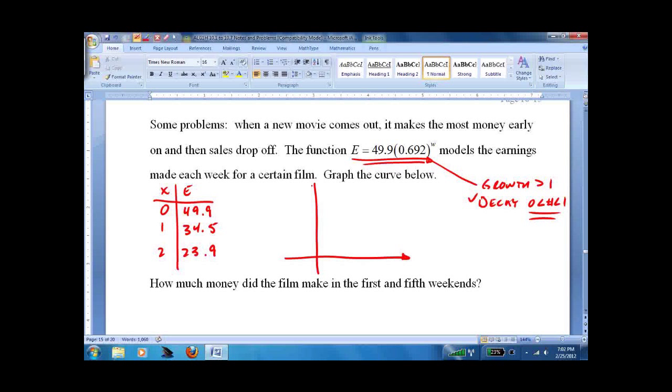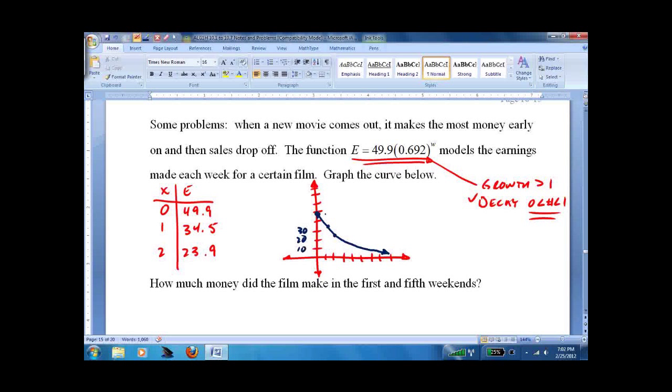We can start graphing these in a slightly more abbreviated fashion. Let's go with every 10 million. The first one, we get $40 million on its opening weekend. Then 1 week later, we get 34.5. And then the next weekend, we get here. And I should probably graph some more points, but we know it's going to look like this.